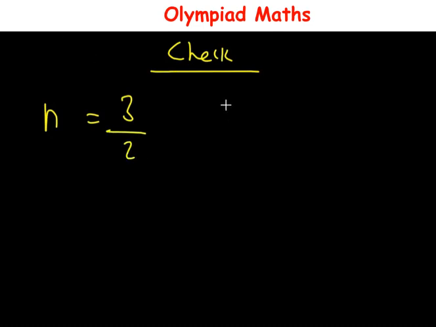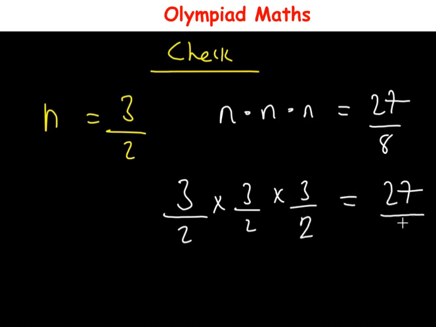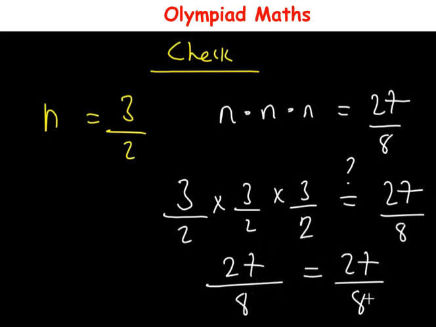So the question, which is n times n times n equals 27 over 8. n is 3 over 2. So 3 over 2 times 3 over 2 times 3 over 2. Will this equal 27 over 8? Now 3 times 3 is 9, times 3 is 27, over 2 times 2 is 4, times 2 is 8. This also equals 27 over 8. So since they're equal to each other, this means that the value of n as 3 over 2 is the correct solution.